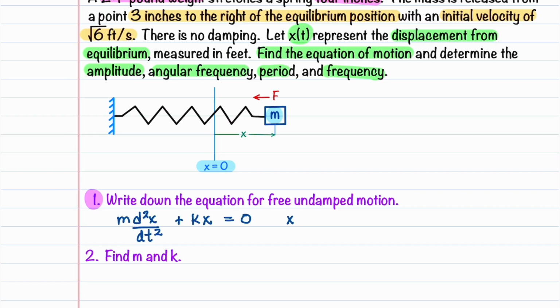The initial position, x of 0, is equal to 3 inches because it's released from rest 3 inches to the right of the equilibrium position. And then dx/dt at time 0, that's just the initial velocity, and that is √6 feet per second.